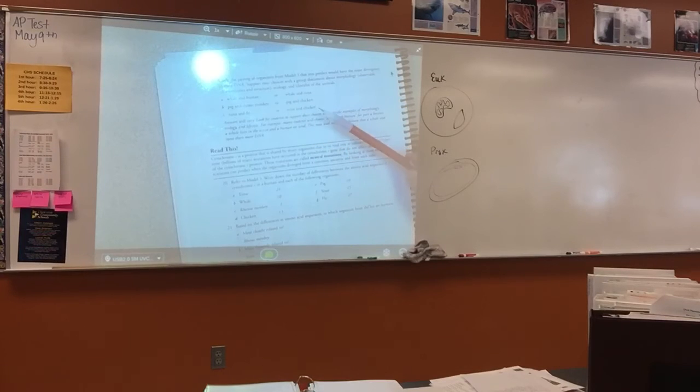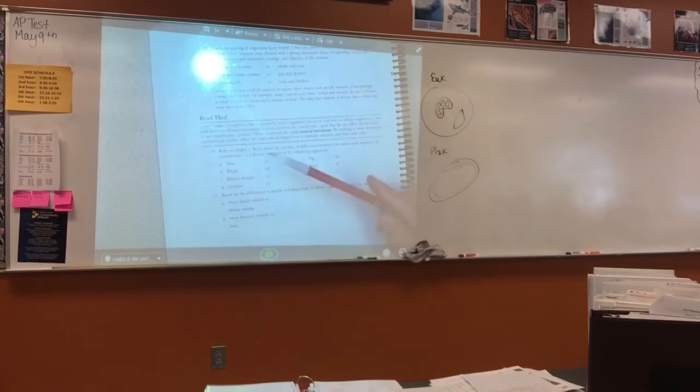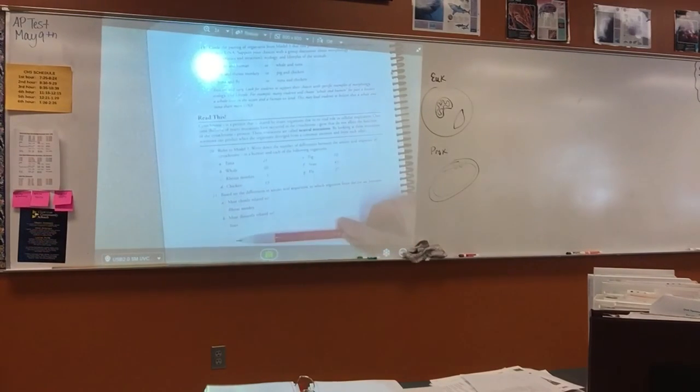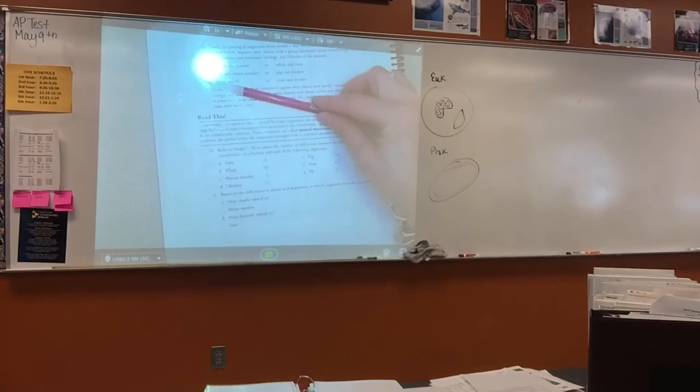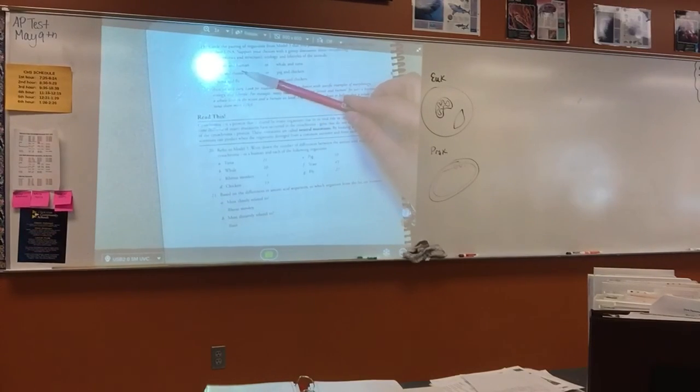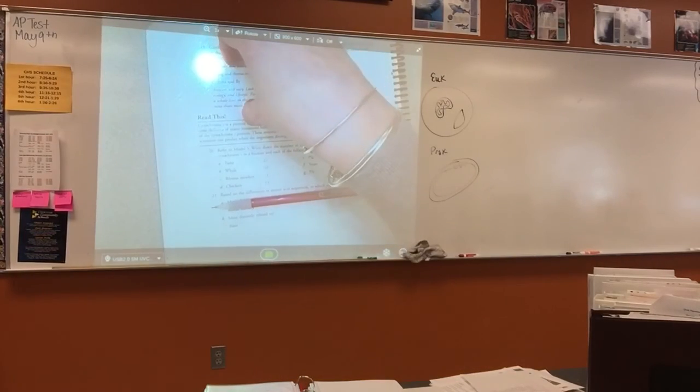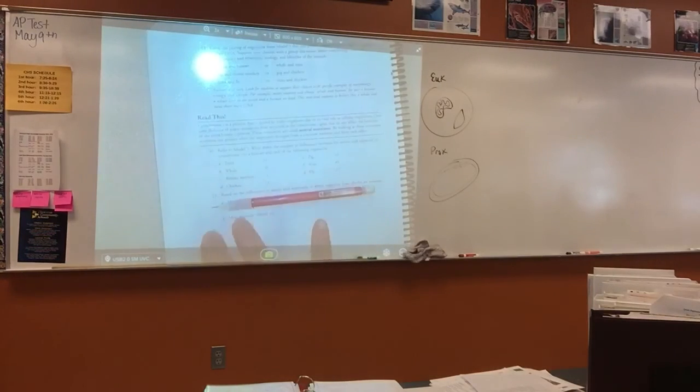Yes? Whales may be close to trees, and we're going to see that when we look at the data. So they did this for a reason. They had you do this to show that sometimes physical characteristics are not supported by molecular characteristics. So let's look at this.